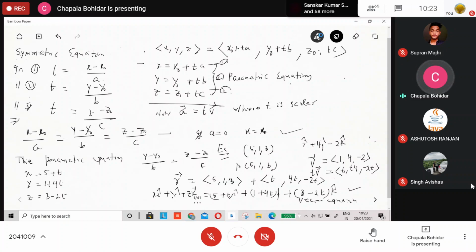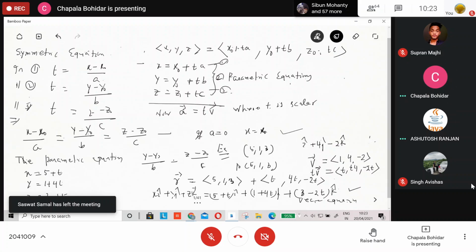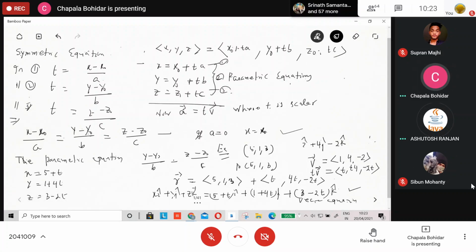If the question is asking you to write down the symmetric equation, what do you write? Symmetric equation: (x minus 5) by 1, because the coefficient of t is 1, then (y minus 1) by 4, and (z minus 3) by minus 2. Clear? All of you clear? That is how to write the symmetric equation.